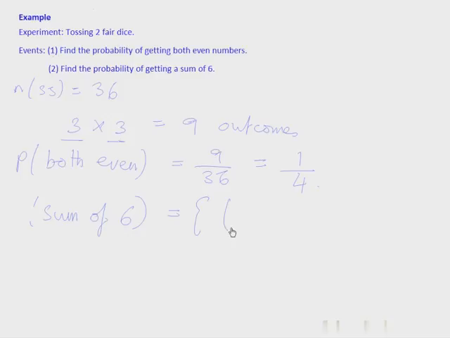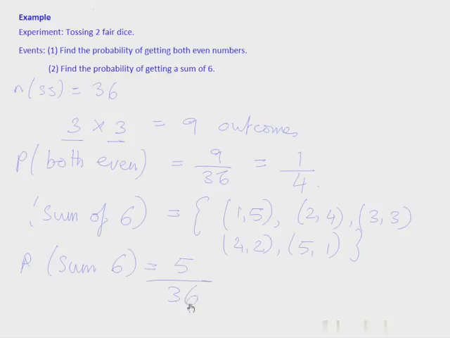Let's start with the lowest number on the first die. So that's a 1 and a 5, a 2 and a 4, a 3 and a 3, a 4 and a 2, and a 5 and a 1. I can't do 6 and 0 because I don't have 0. So there are 5 outcomes that give me a sum of 6, and the probability of sum 6 is 5 over 36. So to do this question, we actually had to list out all the outcomes. There was no clever permutation way of doing it because we were adding the 2 outcomes.